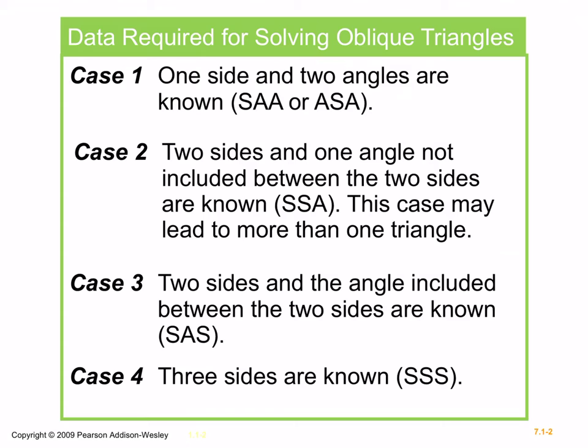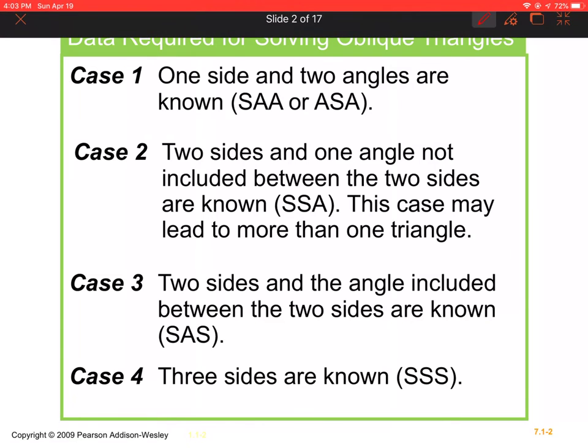So here are those cases again. We've already done case 1 back in 7.1. Here's what we're looking at in this lesson. If two sides and one angle that is not included in between the two sides are known, does that triangle exist? Maybe it doesn't. If it does, is there exactly one triangle that exists? Or might there be more than one, maybe two triangles that exist? We'll get to cases 3 and 4, SAS and SSS, in the coming lessons.